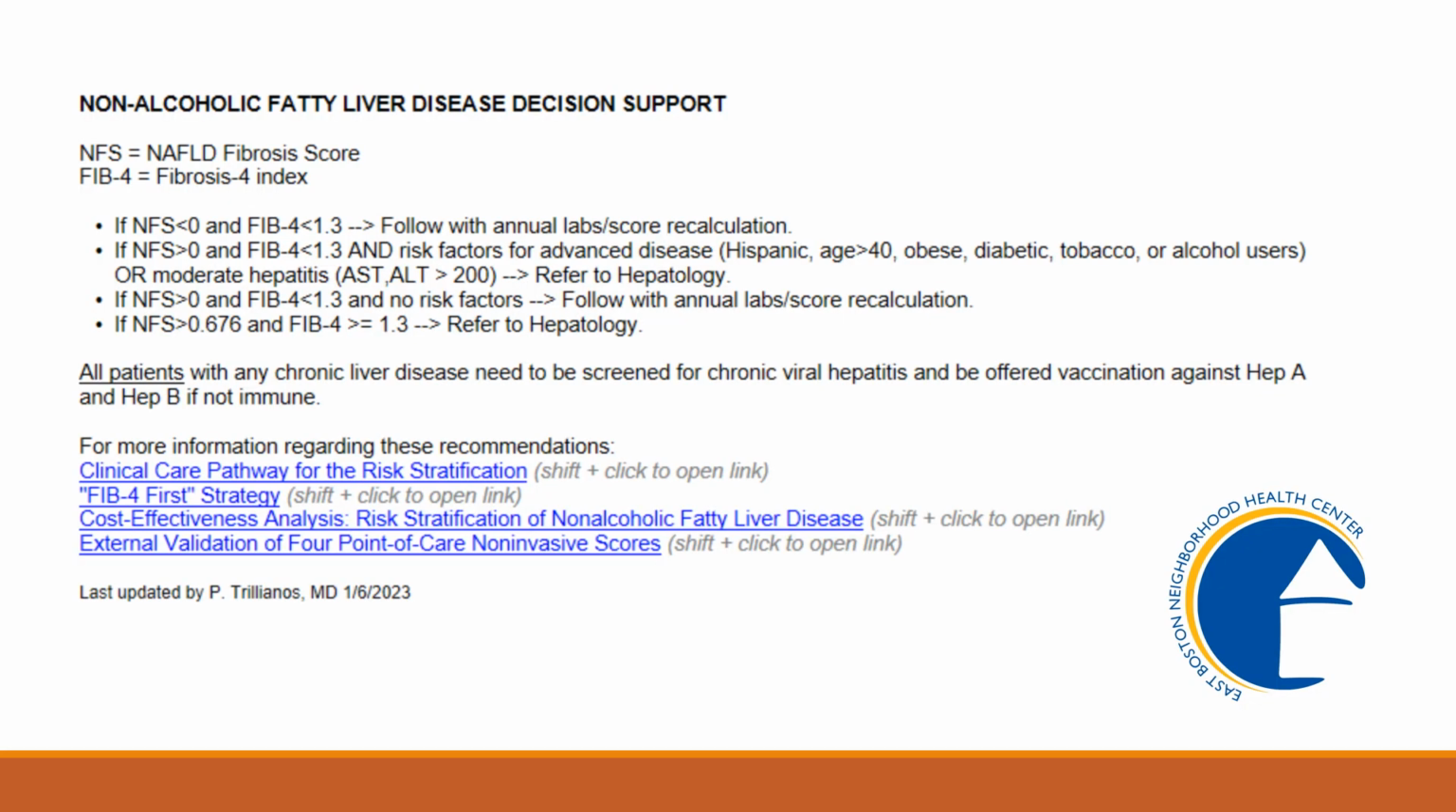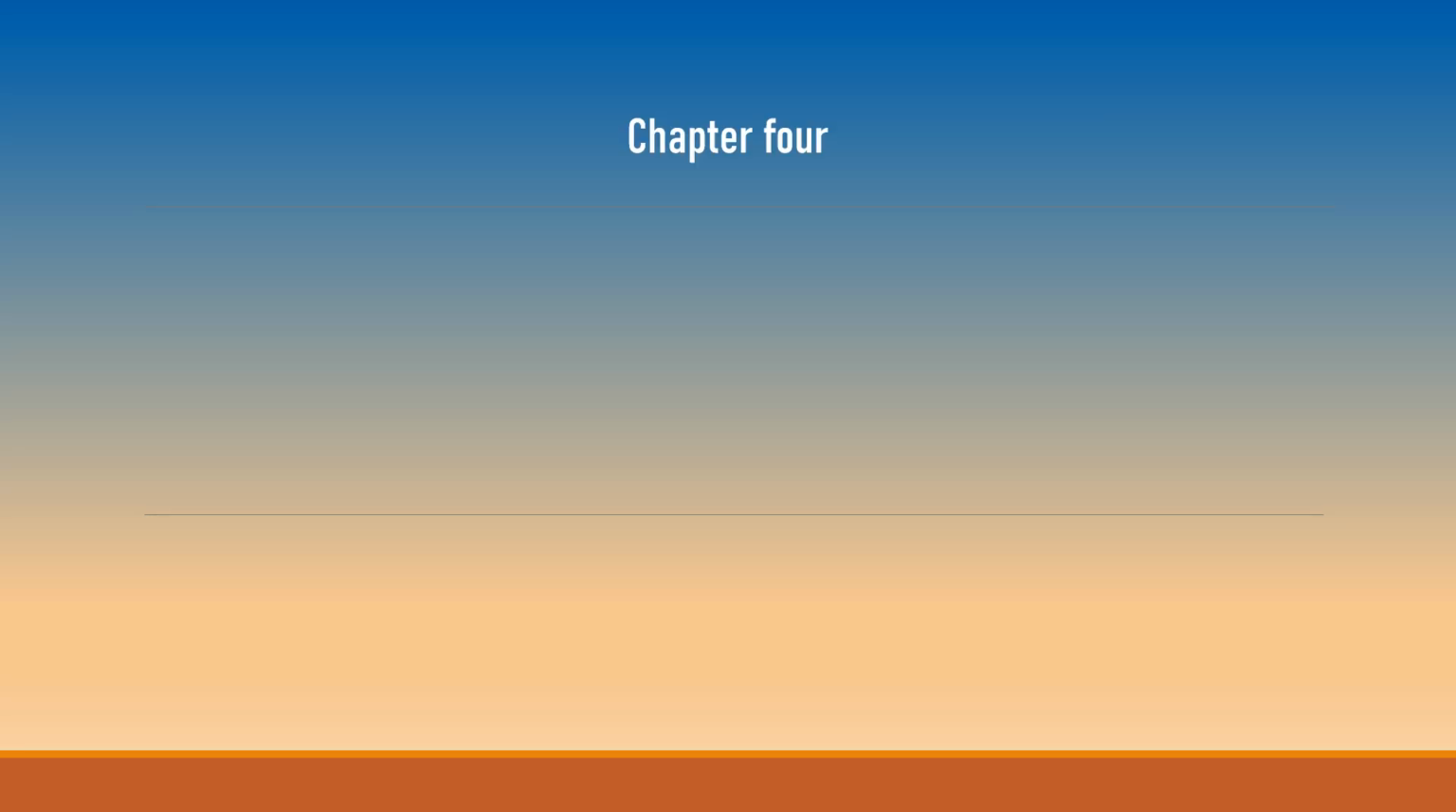So the idea behind this convoluted little guide is to act as a safety net, to bring to hepatology patients whose risk for advanced or progressive liver disease may not be accurately reflected by their FIB4 score. So this was the best we could do until now.